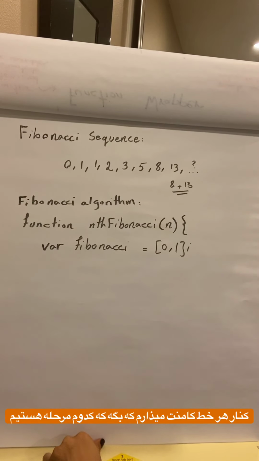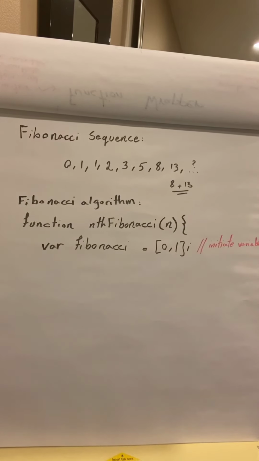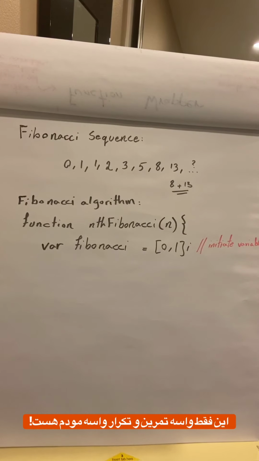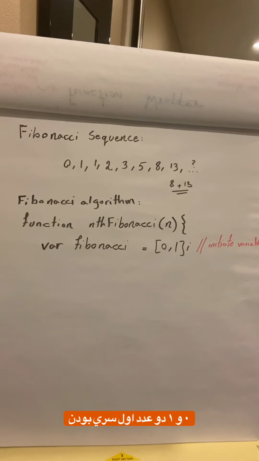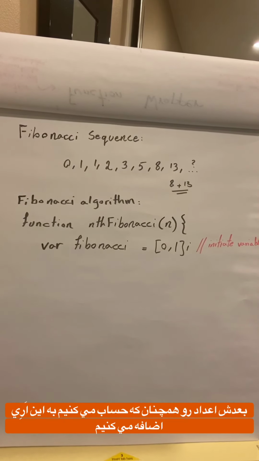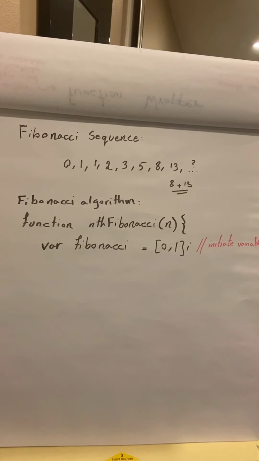In the comments next to this line, I'm just going to be writing that we are instantiating variables in this step. This is just good practice for me to remember what steps I need to take for solving recursion problems. So 0 and 1 are the first two numbers in the sequence. We're going to be pushing our values into this array as we compute them.